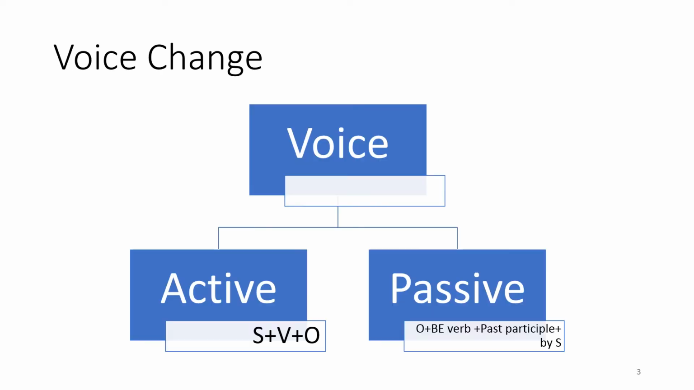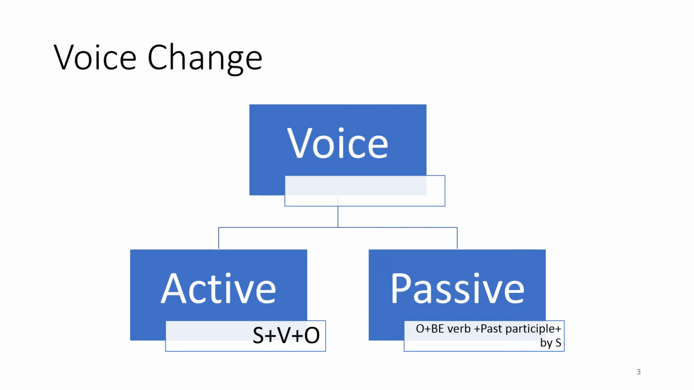So let's move. Voice changes are of two types, active and passive. Either we will have to convert active to passive or vice versa. Active is in the form of subject, verb plus object. Please mind, generally, to change a voice you need to have a transitive verb, which means it should have an object. That's why the subject, verb and object would be there. Then how will we change it? The object, be verb plus past participle plus by subject is the passive form in the basic form.